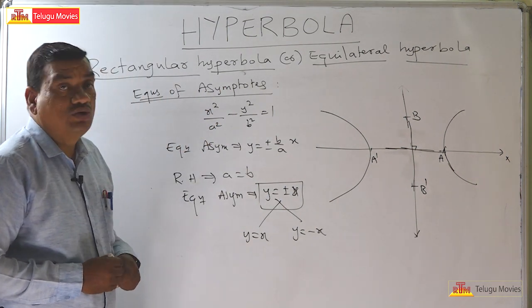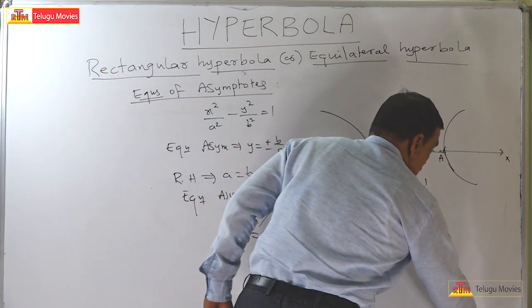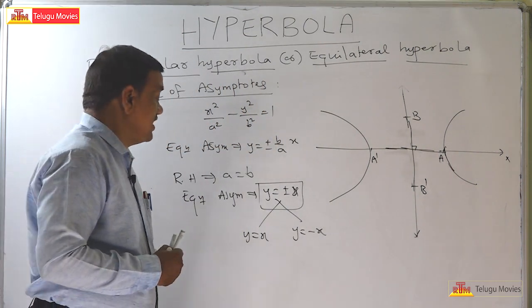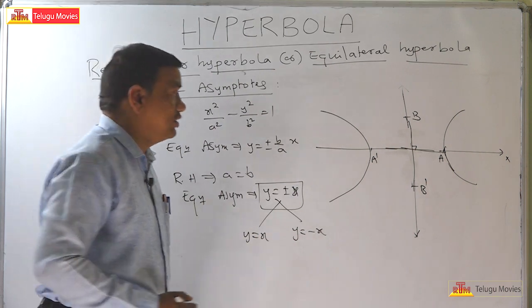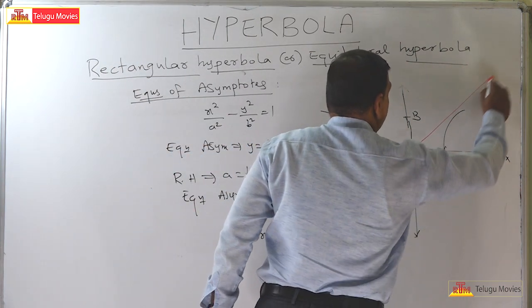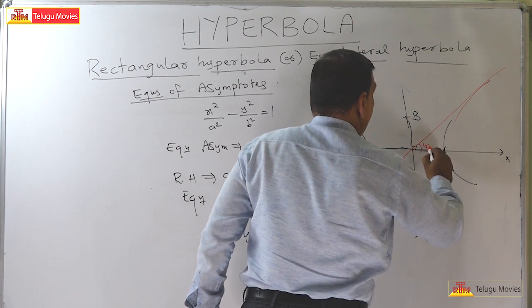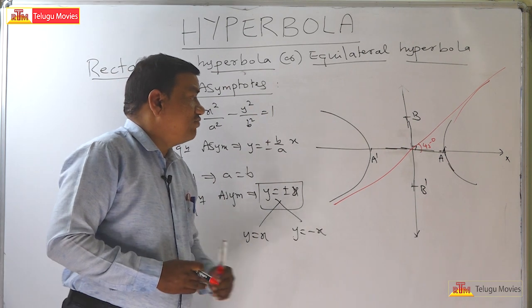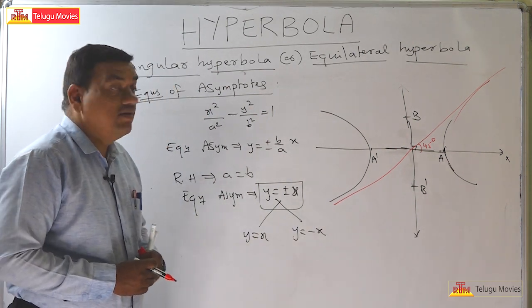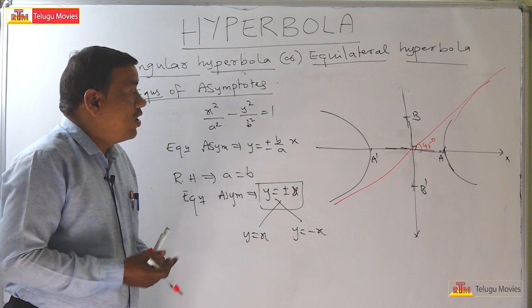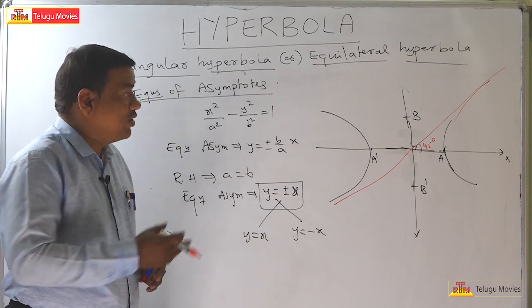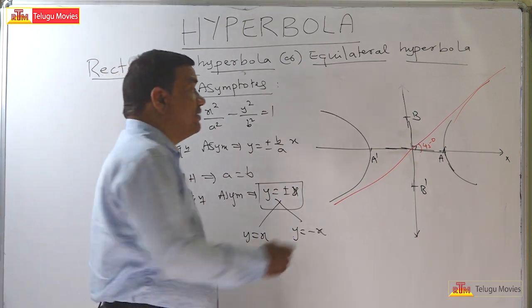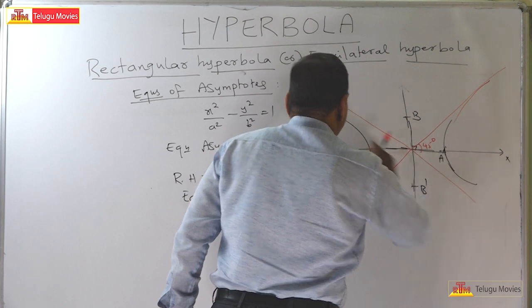We know that y is equal to x is a straight line passing through the origin and making 45 degrees with the x-axis. Why? Because here tan theta is equal to 1, therefore theta is equal to 45 degrees. So this is one asymptote, making 45 degrees. Similarly, y is equal to minus x is a straight line passing through the origin making 45 plus 90, that is 135 degrees with the x-axis.